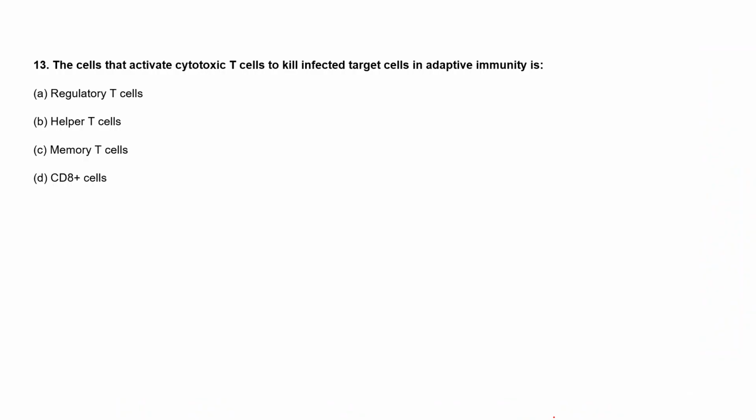Moving to the next question, the cells that activate cytotoxic T cells to kill infected target cells in adaptive immunity: option A is regulatory T cells, option B is helper T cells, option C is memory T cells, and option D is CD8 positive cells.